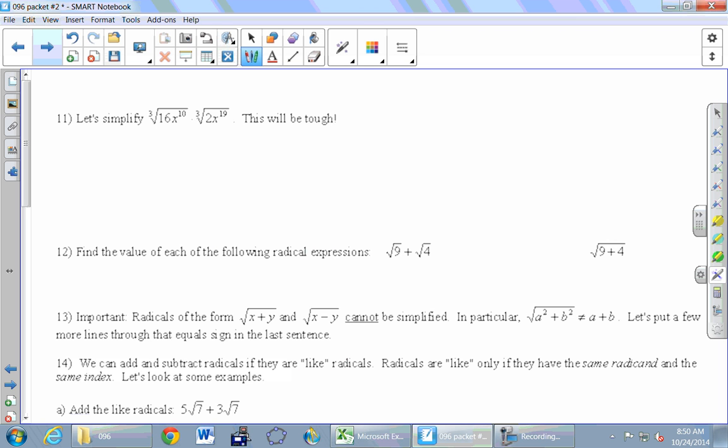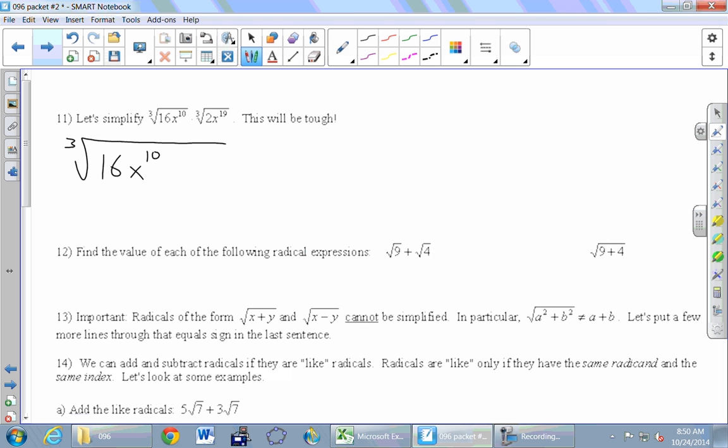So we're trying to simplify the cube root of 16x to the 10 times the cube root of 2x to the 19. And you can see it didn't take long today for us to get to some really messy looking problems. Okay, first observation, they're both cube roots, which means I'm allowed to use this property we just saw about the multiplication. I have two radicals multiplied together. It's exactly the same as one radical with everything multiplied underneath. So that's our first step.